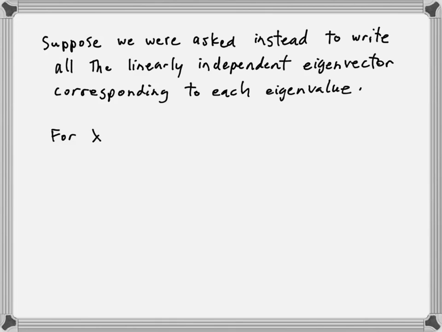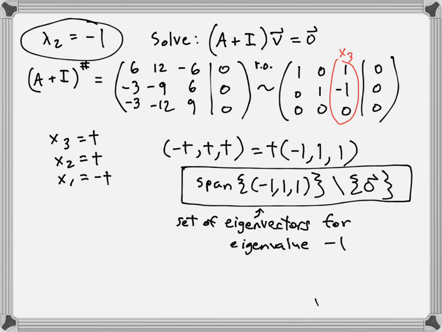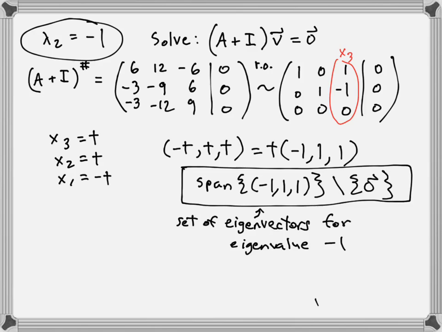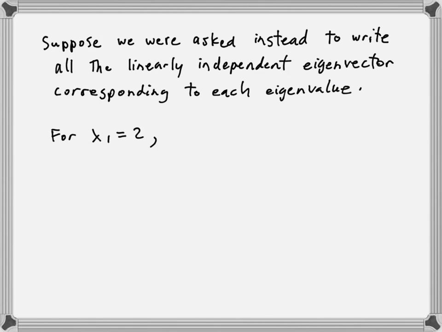Well, for lambda 1 equals 2, how many linearly independent eigenvectors did we have? Well, look at it, we had two, didn't we? We had this one and we had this one. Okay, so let's write that down. Let's call them V1 and V2. We had V1 equal to -4, 1, 0, and V2 was equal to 2, 0, 1.